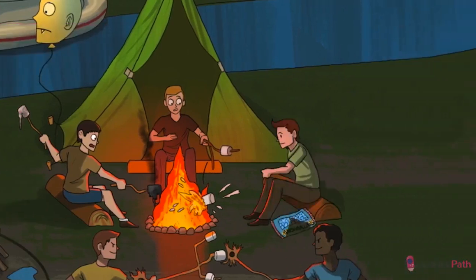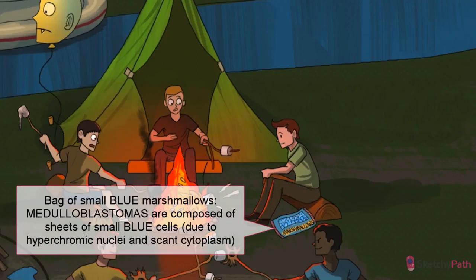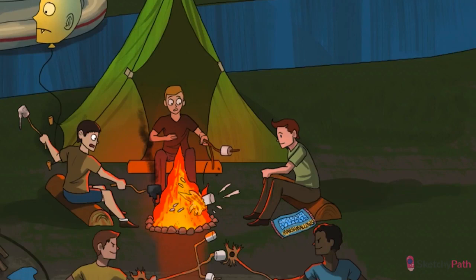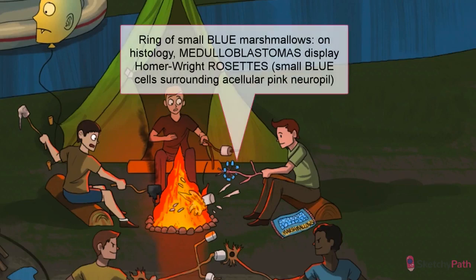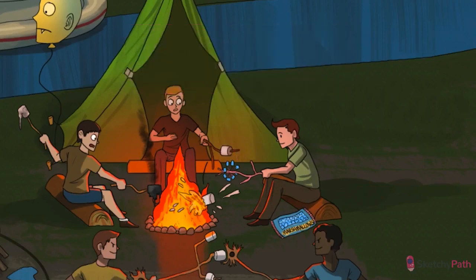Under the microscope, medulloblastomas are composed of sheets of primitive small blue cells, which get their name from their deeply basophilic, hyperchromic nuclei and scant cytoplasm. Being an aggressive tumor, it's not surprising to see many mitotic figures as well. In about 20% of tumors, you can find Homer Wright rosettes, which are collections of small blue cells surrounding an acellular pink neuropil. Areas of CNS tissue made mostly of neuronal processes and glia without cell bodies. Yeah, sort of like that ring of blue marshmallows there. And of course, this is another similarity medulloblastomas have with their neuroblastoma cousins, another small blue cell tumor. For more on neuroblastomas, check out the adrenal medulla sketch.